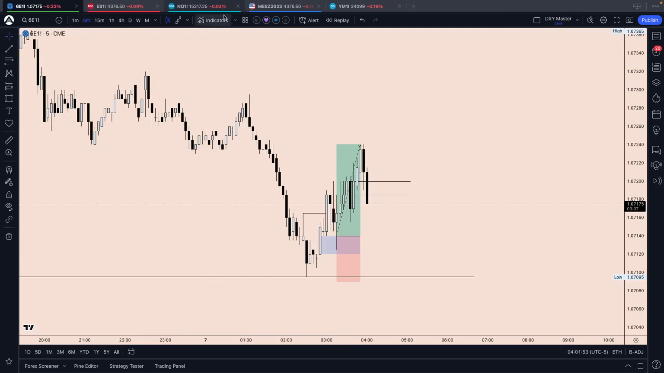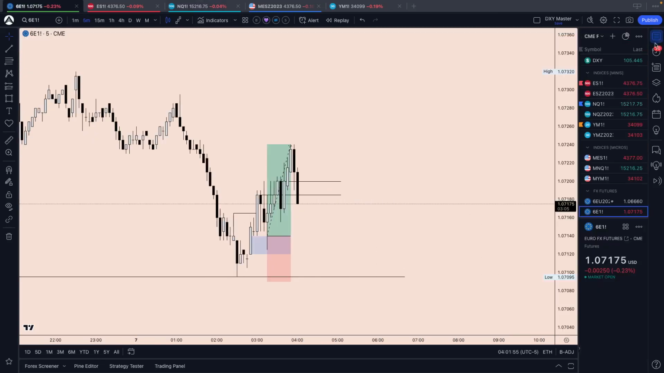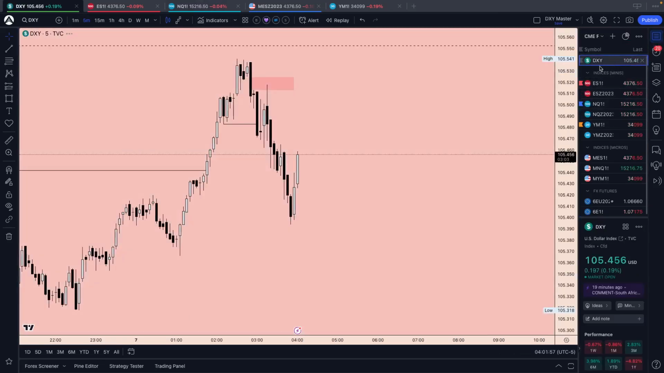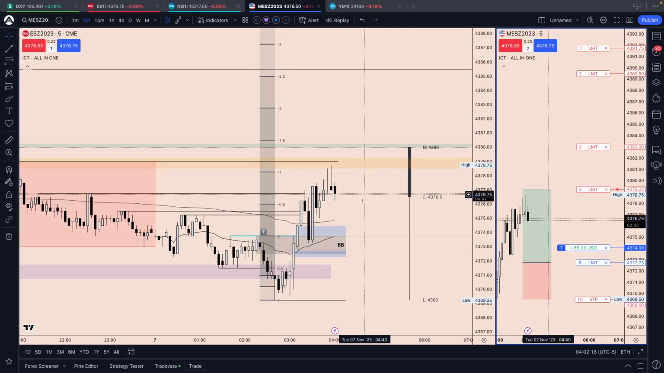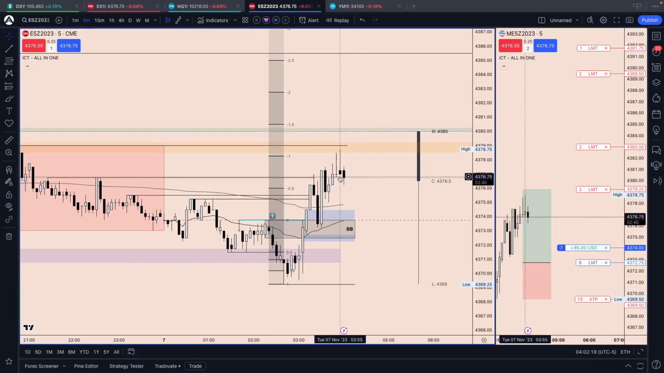Take a look at the DXY here. DXY is pulling back. With the new hourly candle, we spoke about that. So the new hourly candle here on NQ took out the buy side, hit that liquidity. We've been talking about on the Discord, 355, new hourly candle delivers the pullback. Same here on ES, 355, we spoke about watching out for that new hour momentum.